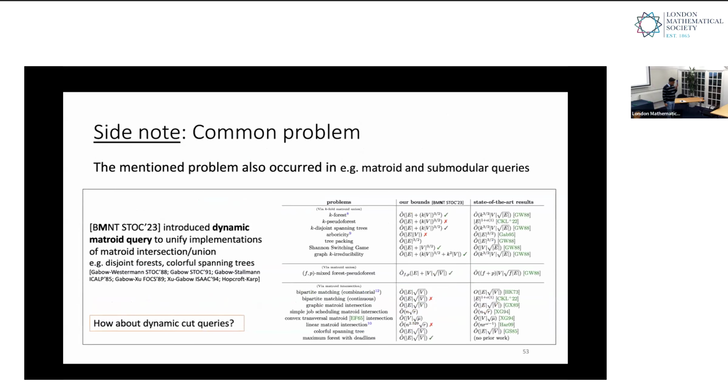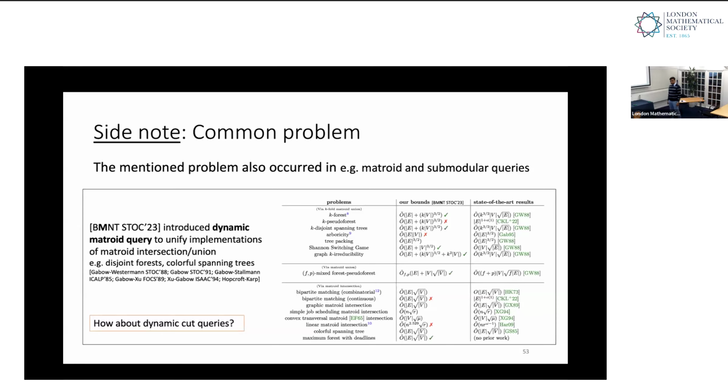Indeed, you can ask the question, that's a very big restriction on the kind of cut queries that I can do. Can I solve anything at all with this? Well, you can. For example, this is a paper we had in STOC 2023, where we did not look specifically at cut queries, we looked at some sort of matroid queries called rank queries. And we showed that even if you look at the dynamic version of those rank queries, you can solve whatever you can already solve in a similar runtime. So it's not weaker.